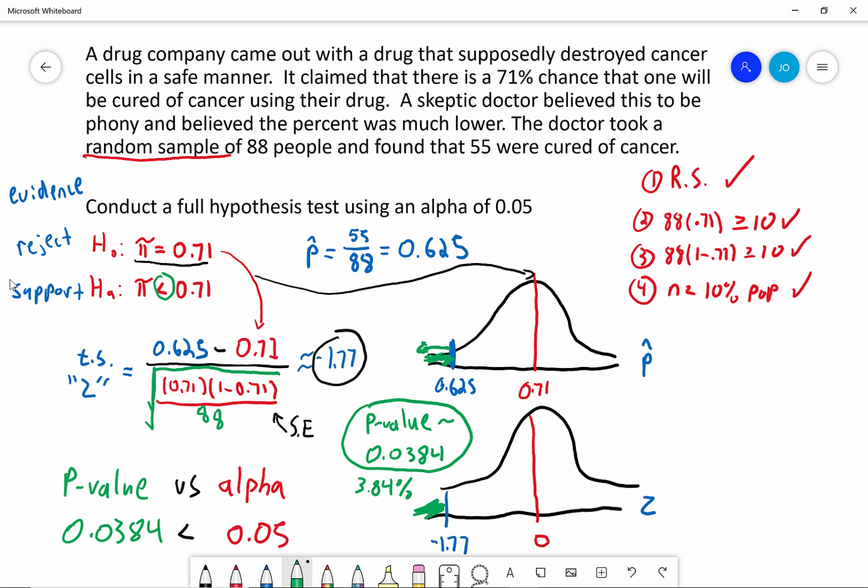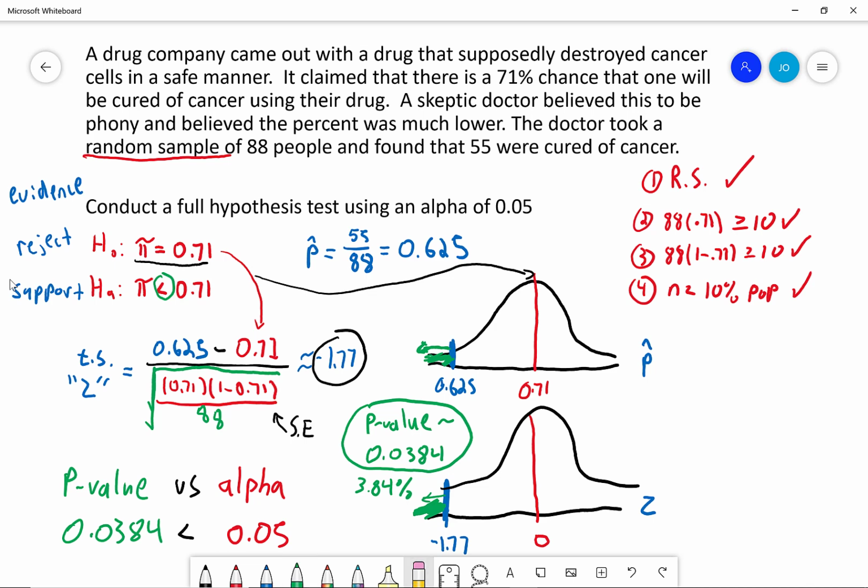We can think about it in terms of a z-score. If in fact 71% of cancer patients will get cured using this drug, there was a 3.84% chance we would have gotten this test statistic, or one more extreme, or one less. So you can think about your p-value in terms of your sample proportion or in terms of your test statistic, your z-score.